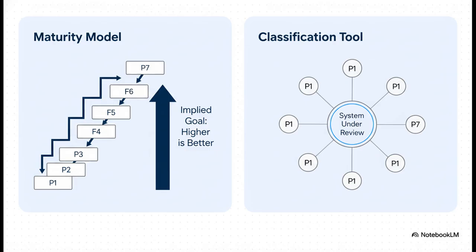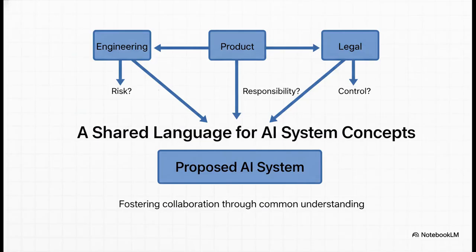Phase 7 isn't somehow better than Phase 1, it just comes with a completely different and way bigger set of risks and responsibilities. So the real power of this whole thing is that it gives teams a common language. It lets the engineers, the product managers, and even the legal teams have a shared, concrete understanding of risk and responsibility and control before a single line of code is written. It's all about making sure everyone is on the exact same page from day one.